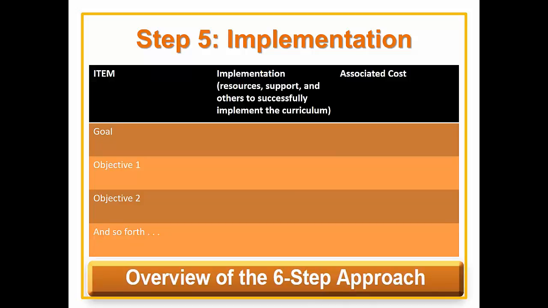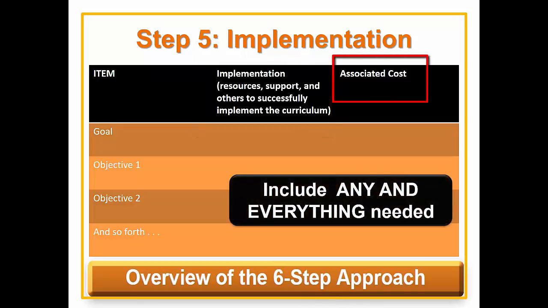You would add your goal, you would add objective number 1, and then add into the column anything you need for implementing this particular objective. What are resources, support that you need to successfully implement it, and then any associated cost. Include any and everything you need, down to the last piece of software, the last paperclip.